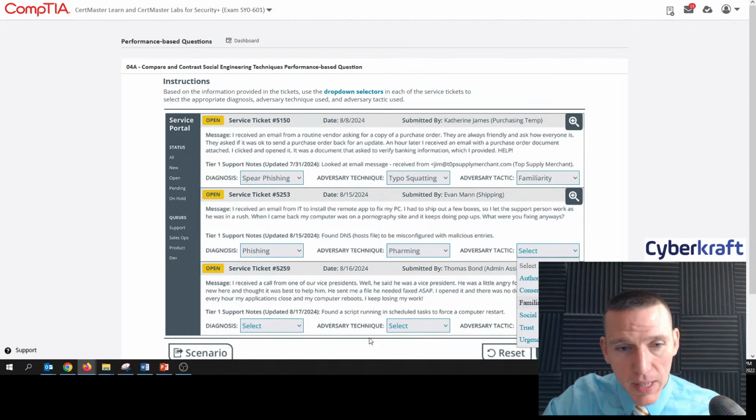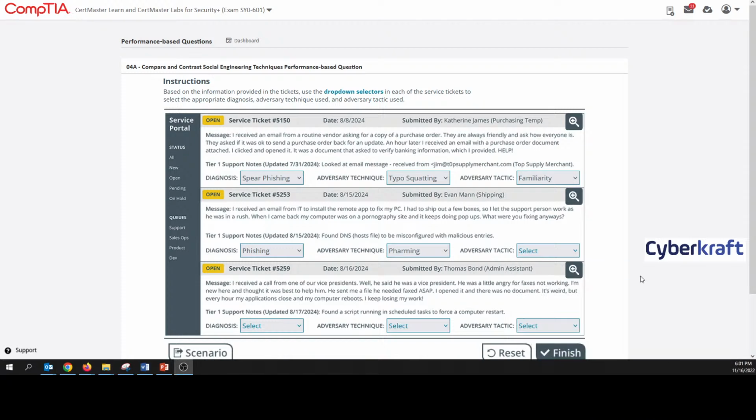Adversary tactic, these should be the same, and they are. These are absolutely the same. So we're going to go with urgency here because he says he was in a rush. So Evan indicated that the IT person said that they were in a rush.